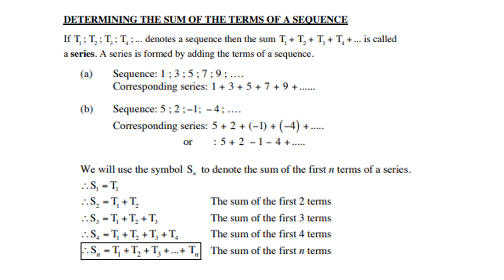We will use the symbol Sn, capital S, to denote the sum of the first n terms of the series. So S1 is similar to T1. S2 is then T1 plus T2. S3 is T1 plus T2 plus T3. S4 is T1 plus T2 plus T3 plus T4. So the sum to n terms will therefore be T1 plus T2 plus T3 and so forth plus Tn.